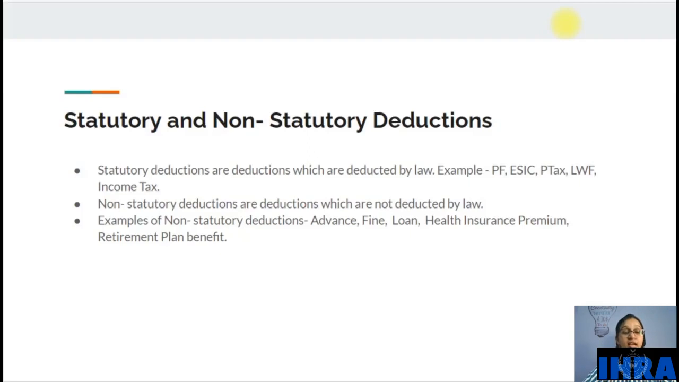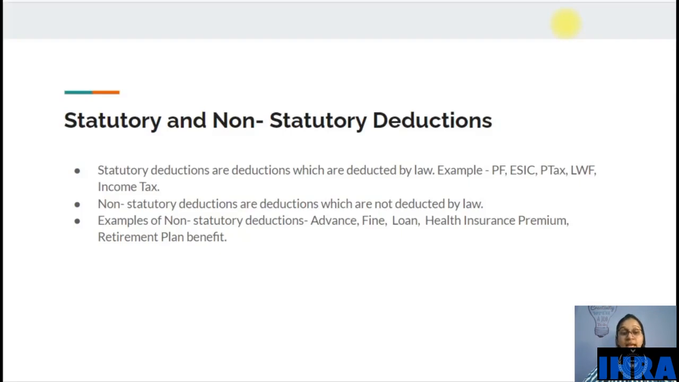What is fine? Fine is generally when the company has given you any gadgets or device to use, and if you have lost it, like a laptop, then they recover the laptop amount. This comes under fine.